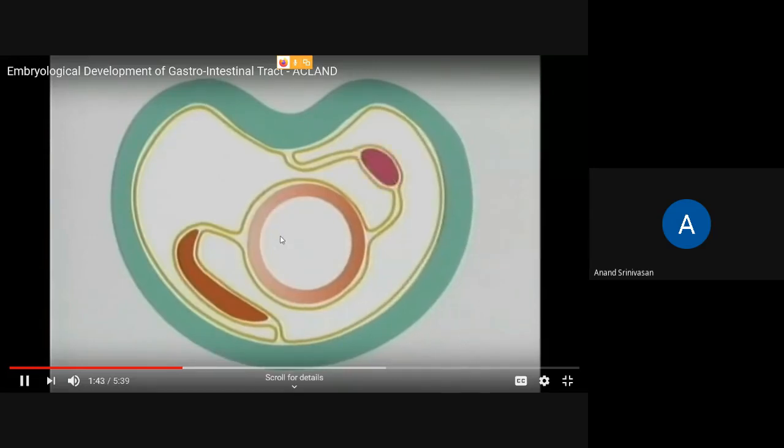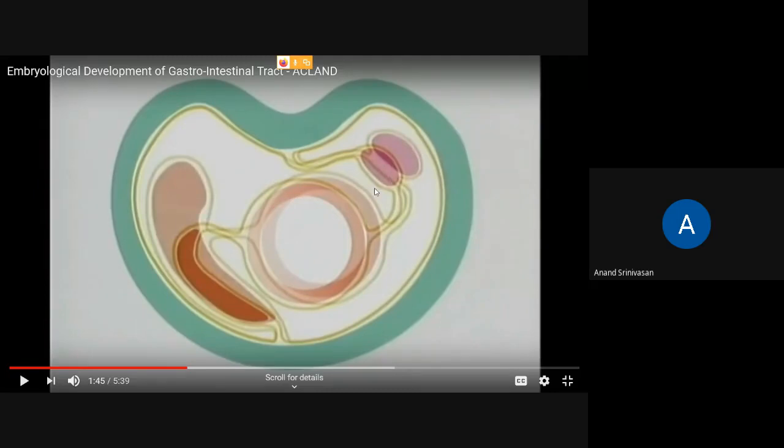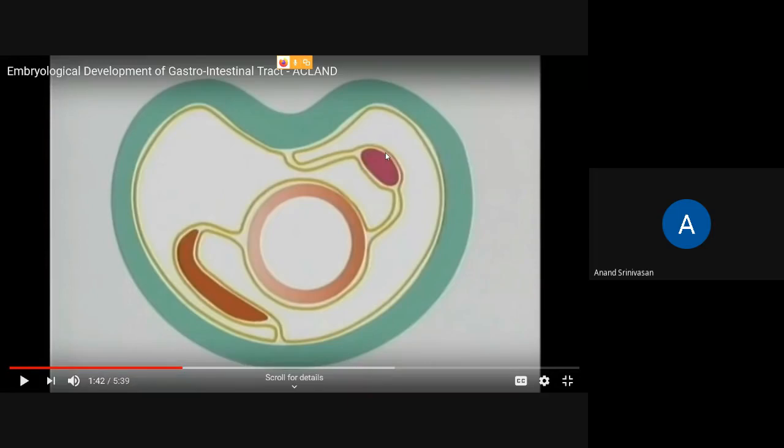The spleen develops in the dorsal mesogastrium. So now what happens? From the dorsal mesogastrium, the spleen develops. There is a part of the mesentery which attaches the stomach to the spleen, the gastrosplenic ligament. And from the spleen to the posterior abdominal wall.